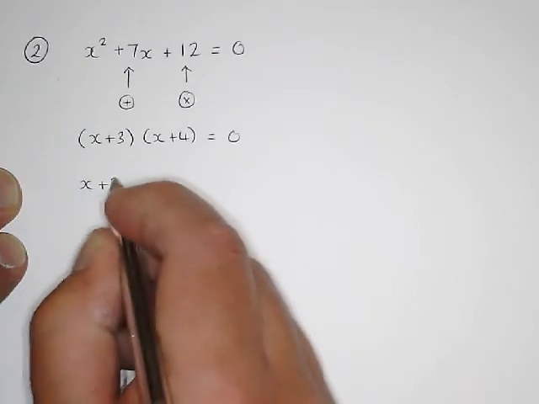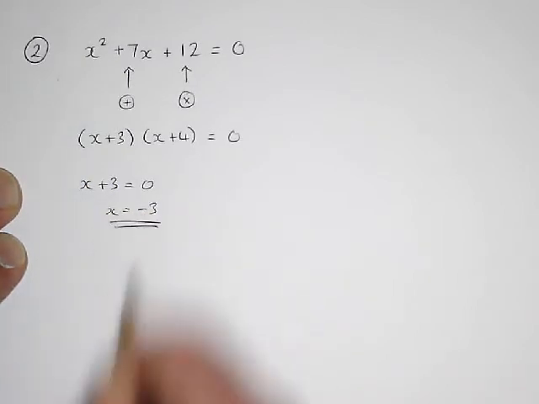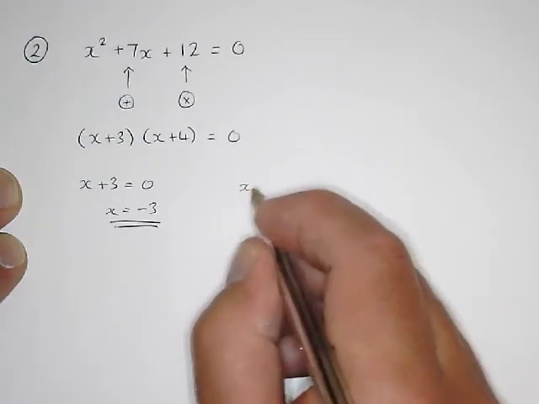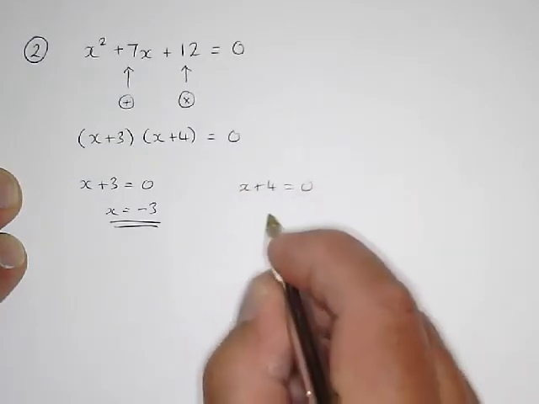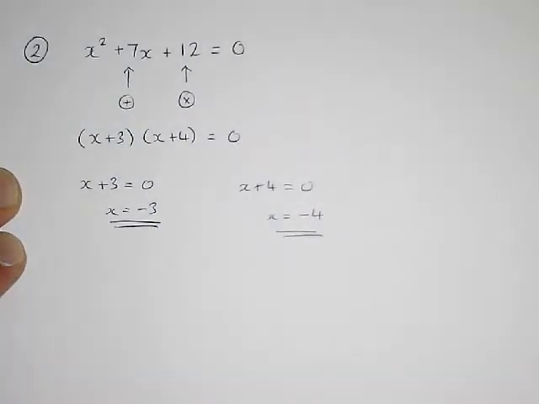We say either x plus 3 equals 0, so x equals minus 3, or x plus 4 equals 0, and x equals minus 4 is our second answer.